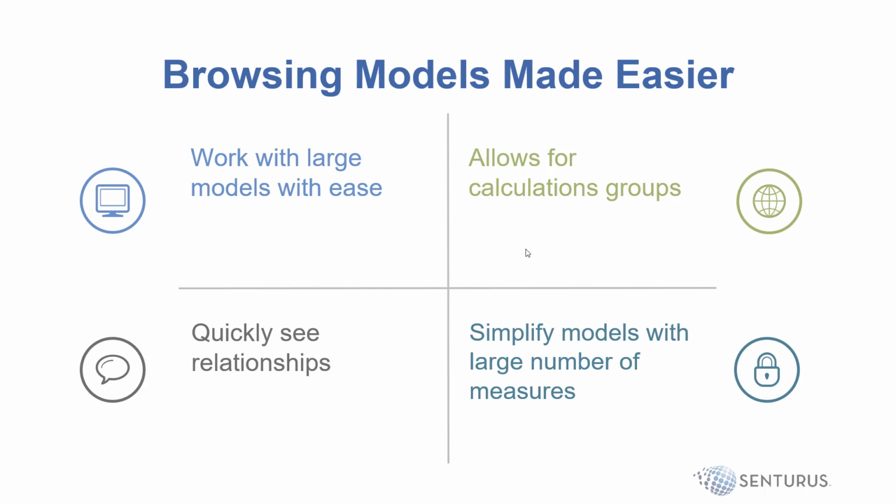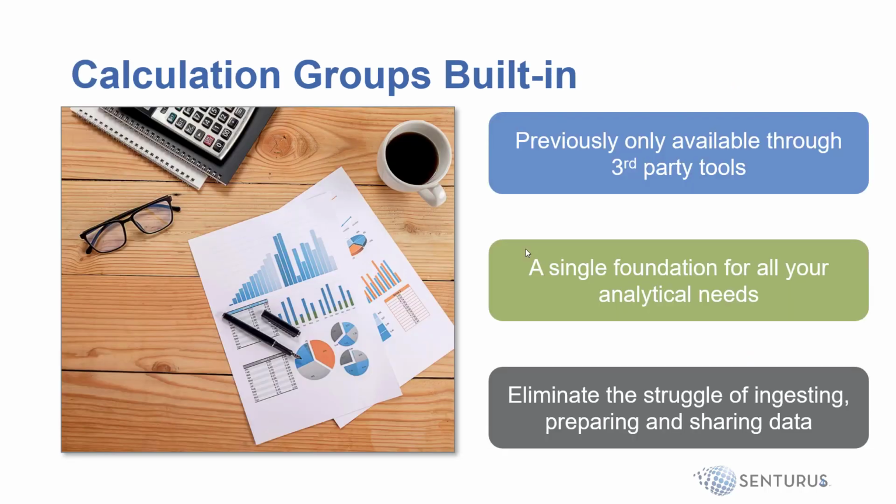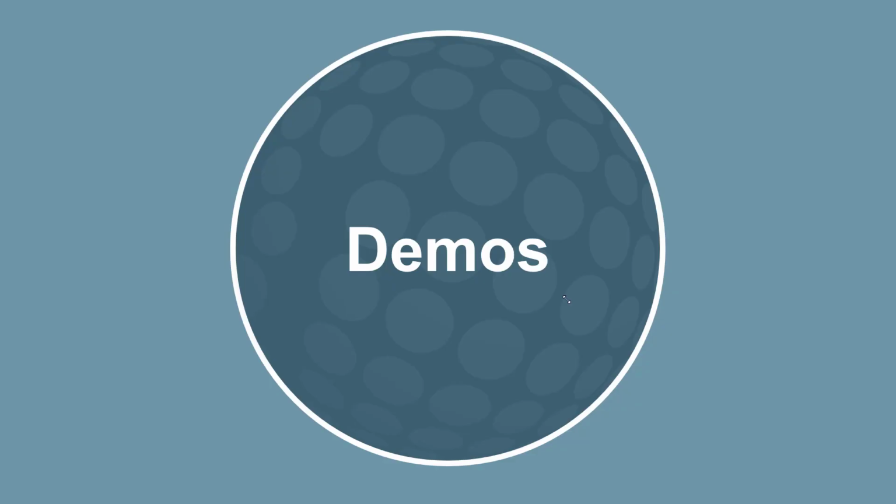When we turn on Model Explorer, that allows for calculation groups. Calculation groups have been featured in previous webinars and blogs, but those leveraged a third-party tool, Tabular Editor. Now this functionality is available directly in Power BI. Calculation groups allow us to reduce down the number of measures in a model. Let's take a look at both of these new features in action.